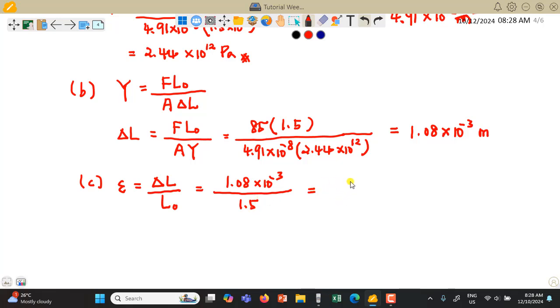Pause the video and do your calculations. You should get 7.21 times 10 to the power of negative 4. Boys and girls, there will be no unit for strain because the extension of the wire is in meter and the initial length of the wire is in meter, so meter and meter cancel out. For strain, we don't have any unit. I repeat, for strain, we are not going to have any units.